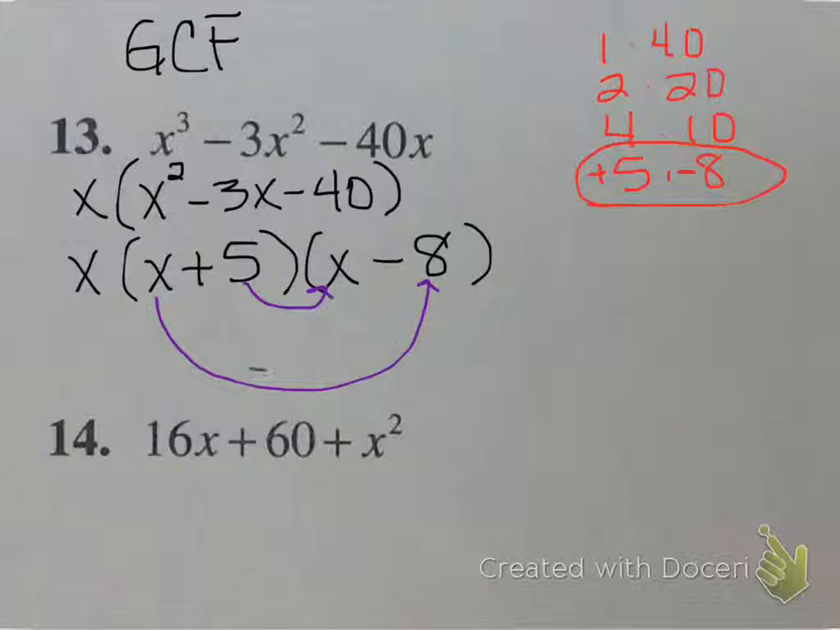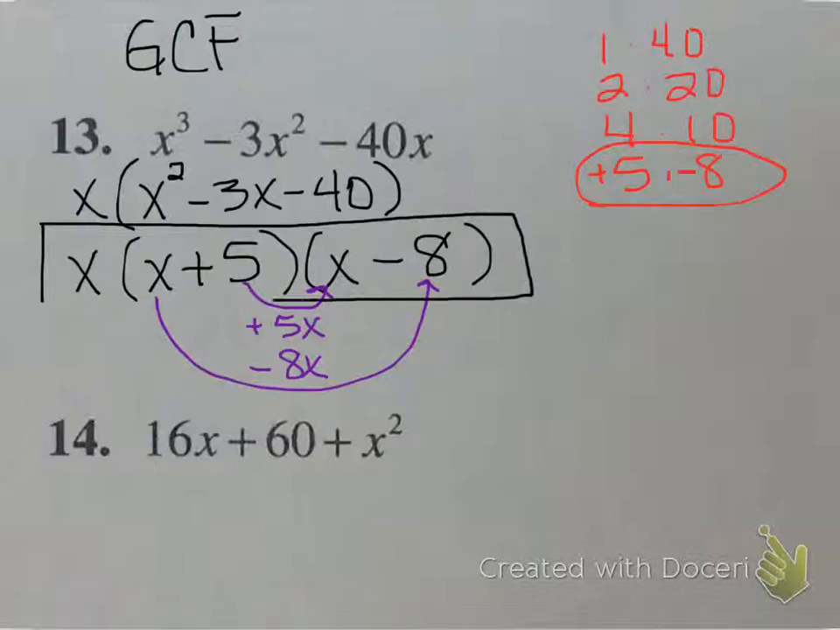So my outers, it's a negative 8x. My inners is a positive 5x. So does that combine for the negative 3? Yes, it does. So my final answer is x times x plus 5 times x minus 8. So this problem had actually 3 factors involved. Don't forget that original x that we pulled out for the greatest common factor.